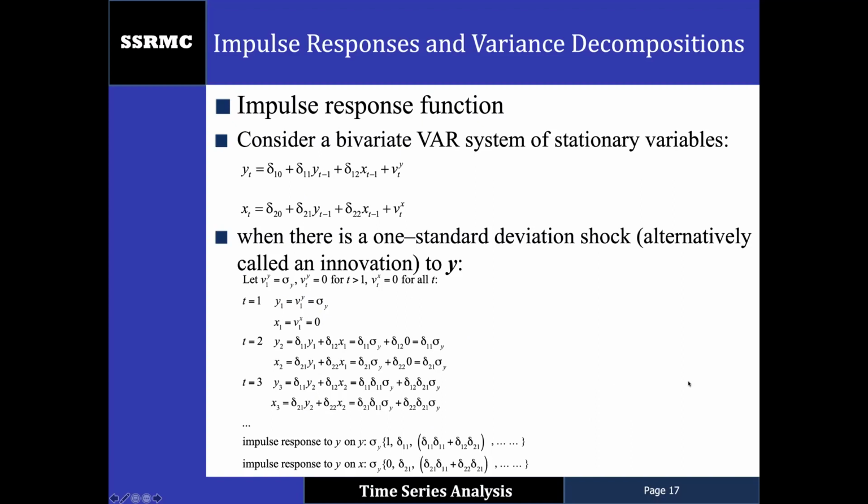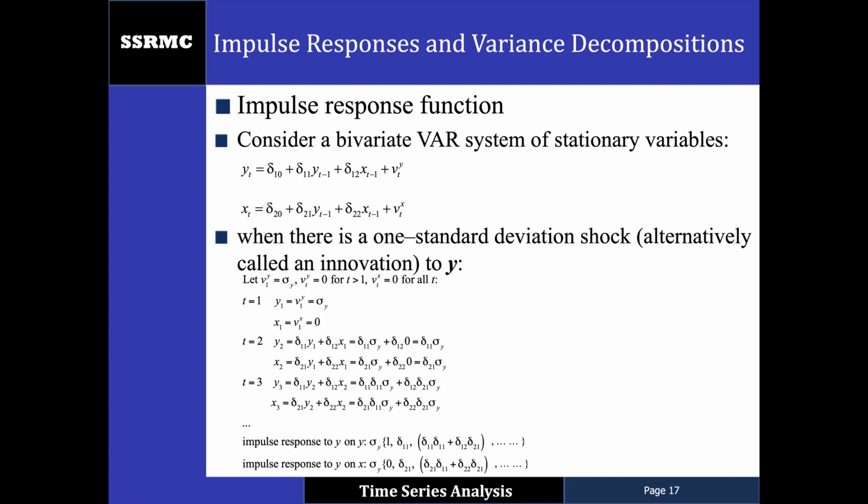Now let's consider a bivariate VAR system, and we have stationary variables. For example, those are first difference variables already. And this is very simple, a VAR(1) model. If we have a one standard deviation shock, usually we call it an innovation in time series analysis, and that shock is to Y. So let's look at Y first. That shock is sigma Y, which is one standard deviation of Y.